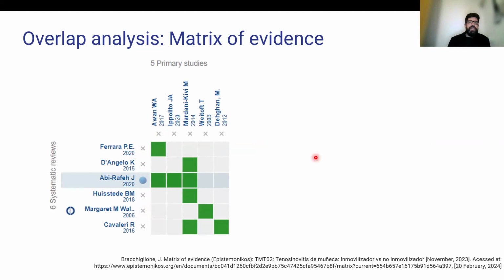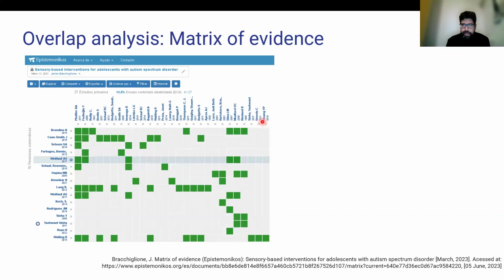So here we can easily see, for example, that the review by Avi Rofé is the one that includes the most primary studies. None of the reviews includes all the primary studies. So it's quite easy to see. But again, in that scenario, it was easy to see because there were few systematic reviews.